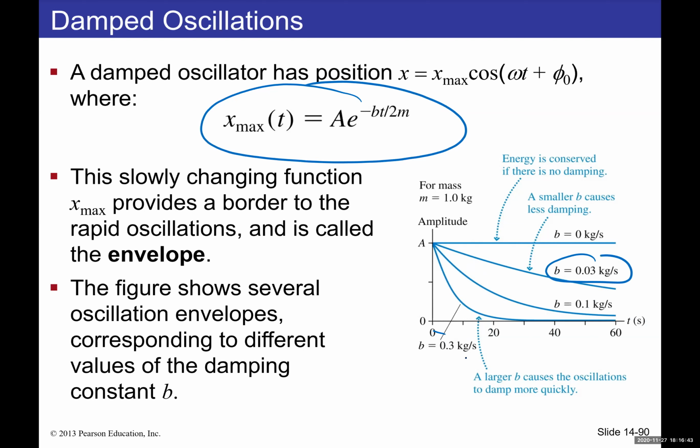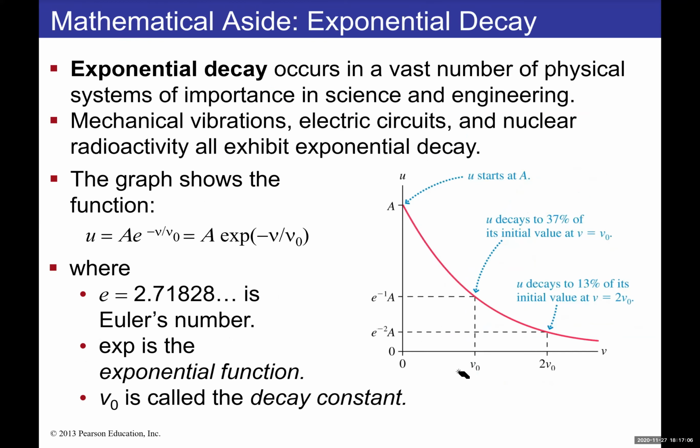And you can see, at 0.3, as b increases, your ability to oscillate becomes very small. You basically slow down pretty much right away. Within, let's say, 20 seconds you go to 0. Here, within maybe 100 seconds, here you can take it longer, and so on. That means the greater the value of b, the faster you come to rest. This is known as exponential decay, and it occurs in a vast number of physical systems of importance in science and engineering.